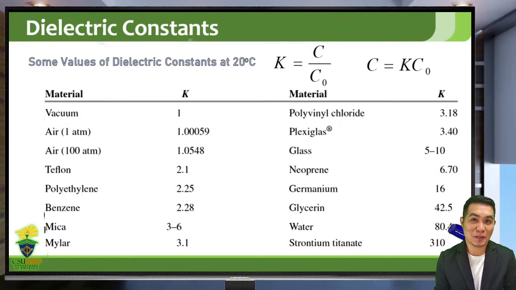But why don't we use water? Because it's hard to contain water. The last entry here is strontium titanate, and I guess this is one of the dielectrics placed in some commercial capacitors. It's a solid, and its dielectric constant is 310, meaning the effect is 310 times the original capacitance.